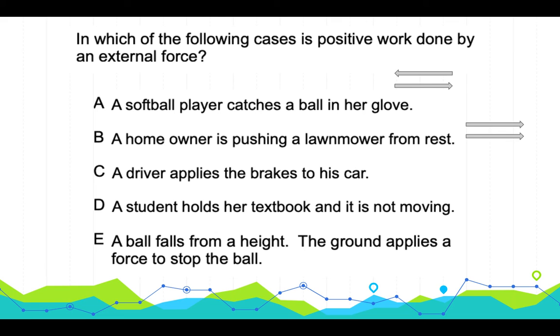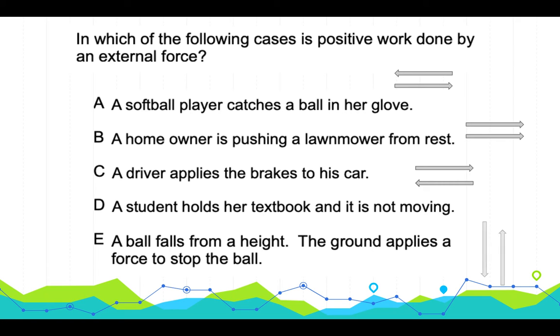When a driver applies a brake to his car, the car is going to continue to move forward, while the brake applies a force in the opposite direction of its motion. So force and displacement are in opposite directions, so work done would be negative. In D, a student holds her textbook and it is not moving. If it is not moving, there can be no displacement. If there's no displacement, there's no work done.